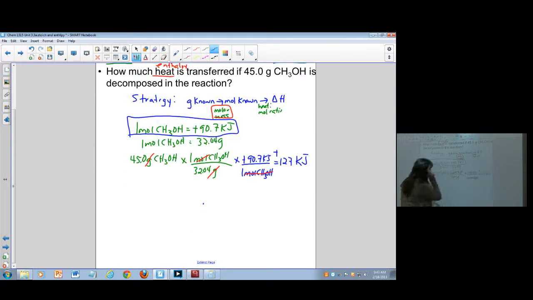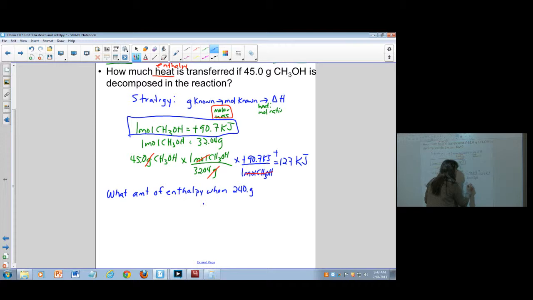Now, I want to note for you, okay, that we've got to think about when there's not a 1-to-1 ratio, okay, 1 mole to some amount of heat ratio. So let's look at a little bit different problem. In this case, we'll do what amount of enthalpy when 240 grams of H2 are produced.